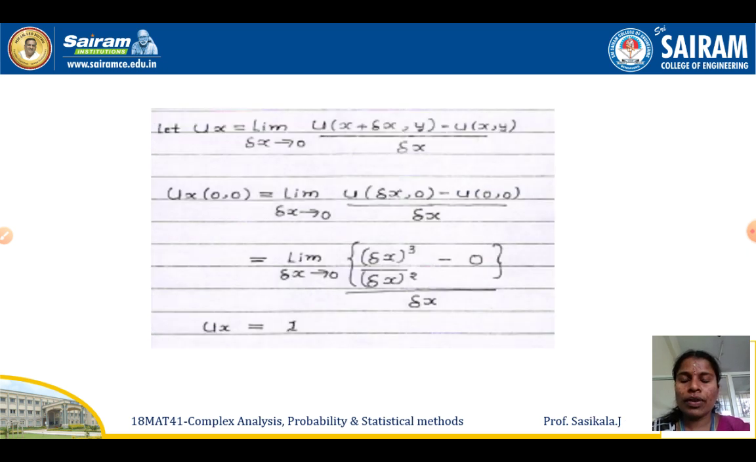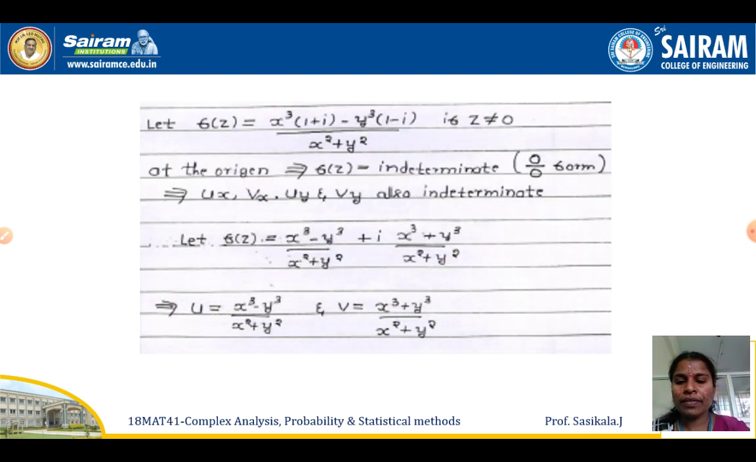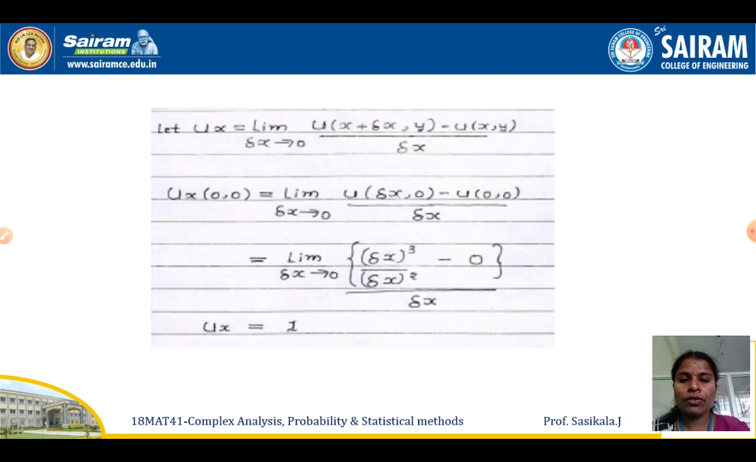So now once you have found u and v, we can go with ux. So ux is equal to limit delta x tends to 0, (u of x plus delta x comma y minus u of x comma y) by delta x, and here u of 0 comma 0, so you can replace x and y, the point is 0. So I will get limit delta x tends to 0, (delta x the whole cube by delta x the whole square minus 0) by delta x. Okay, u of delta x comma y means in u of x comma y, x is to be replaced by delta x and y is to be replaced by 0.